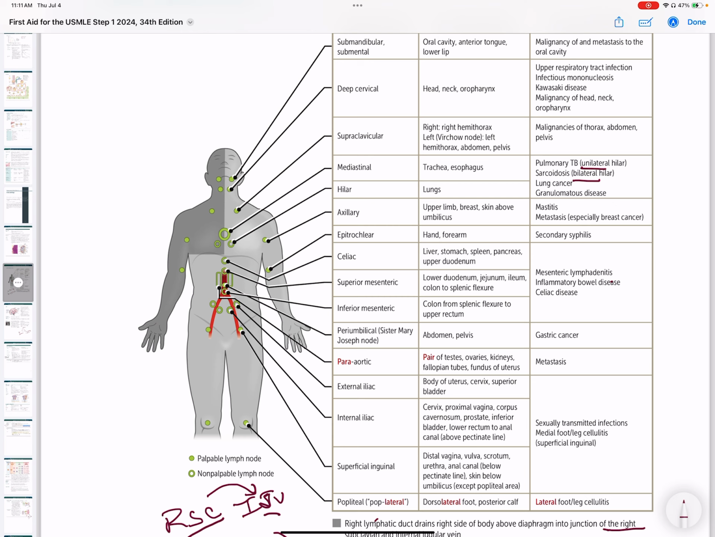Coming to the axillary area, we have upper limb, breast, skin above the umbilicus. Then we have epitrochlear: hand, forearm, secondary syphilis. And then we have celiac, superior mesenteric, inferior mesenteric. Celiac is the liver, stomach, spleen, pancreas, upper duodenum. Superior mesenteric is lower duodenum, jejunum, ileum, colon to splenic flexure. Inferior mesenteric is colon from splenic flexure to upper rectum. All these deal in mesenteric lymphadenitis, inflammatory bowel disease, celiac disease.